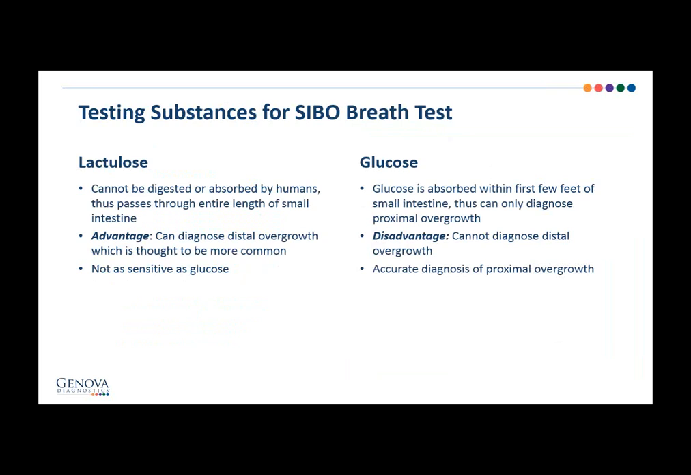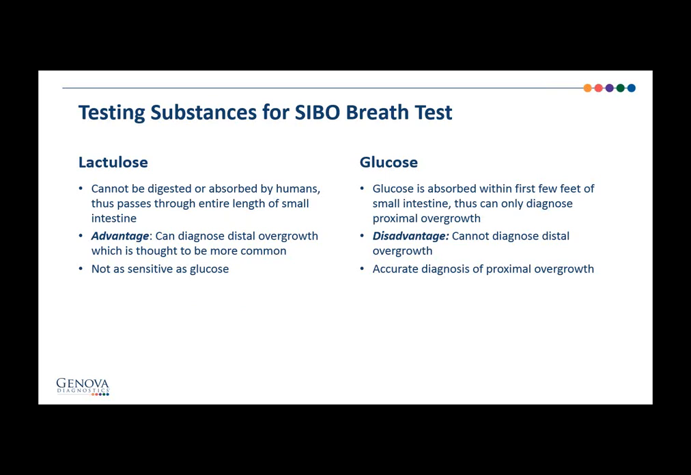As far as the substrates go, I mentioned we use lactulose. The reason is because it can't be digested or absorbed by humans, so it would be expected to pass through the entire length of the small intestine. So the advantage here is that you're going to be able to capture any sort of distal overgrowth, which is thought to be a more common SIBO presentation. It's not as sensitive as glucose.